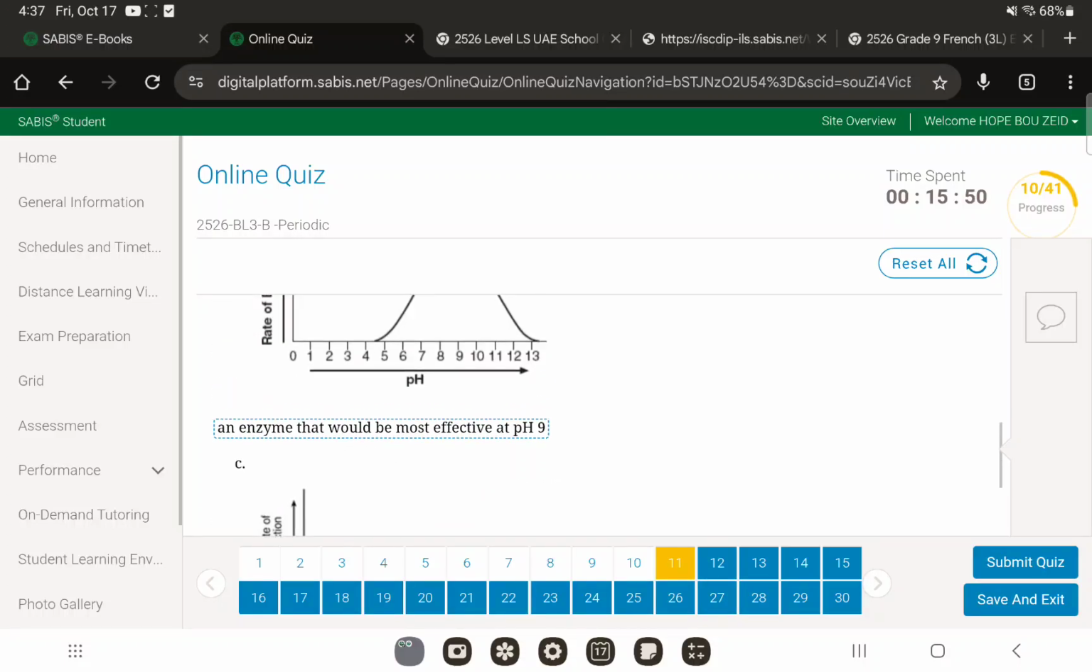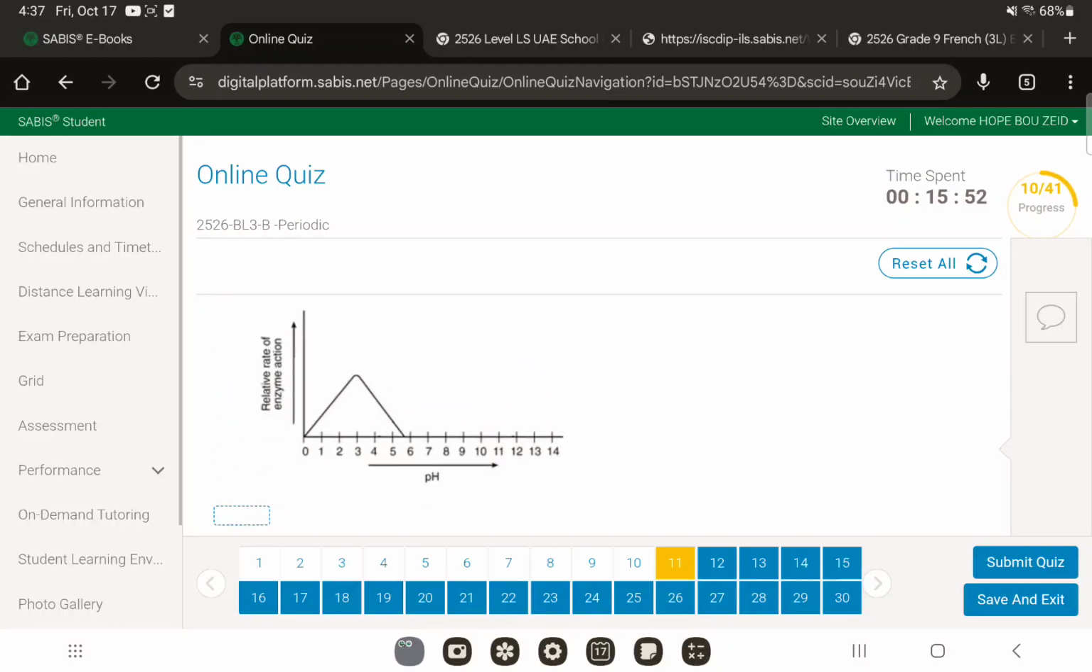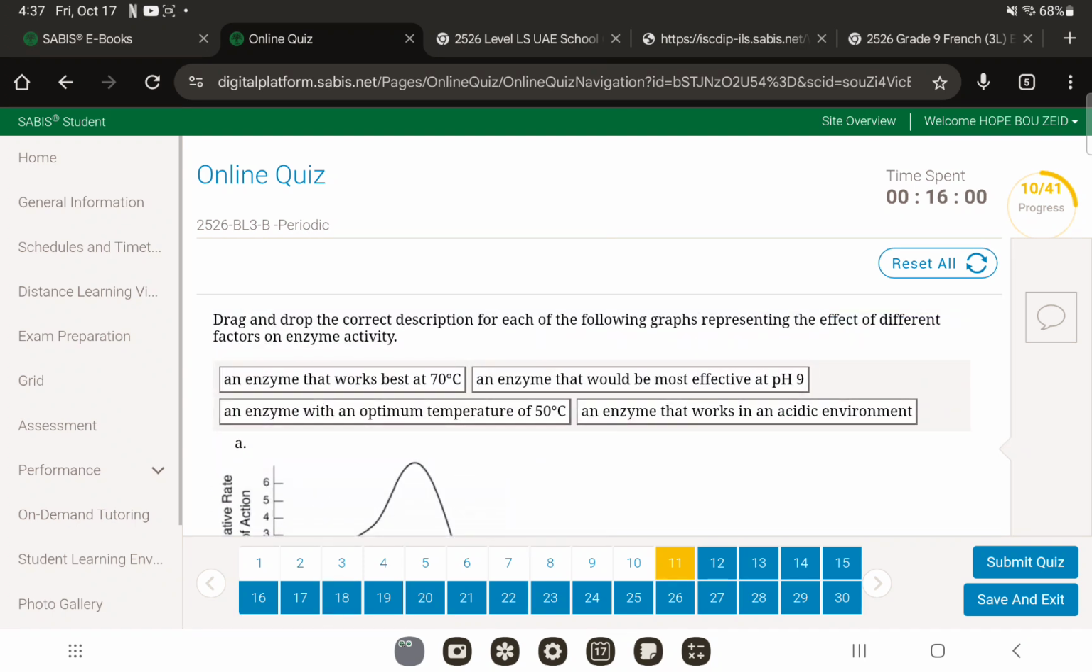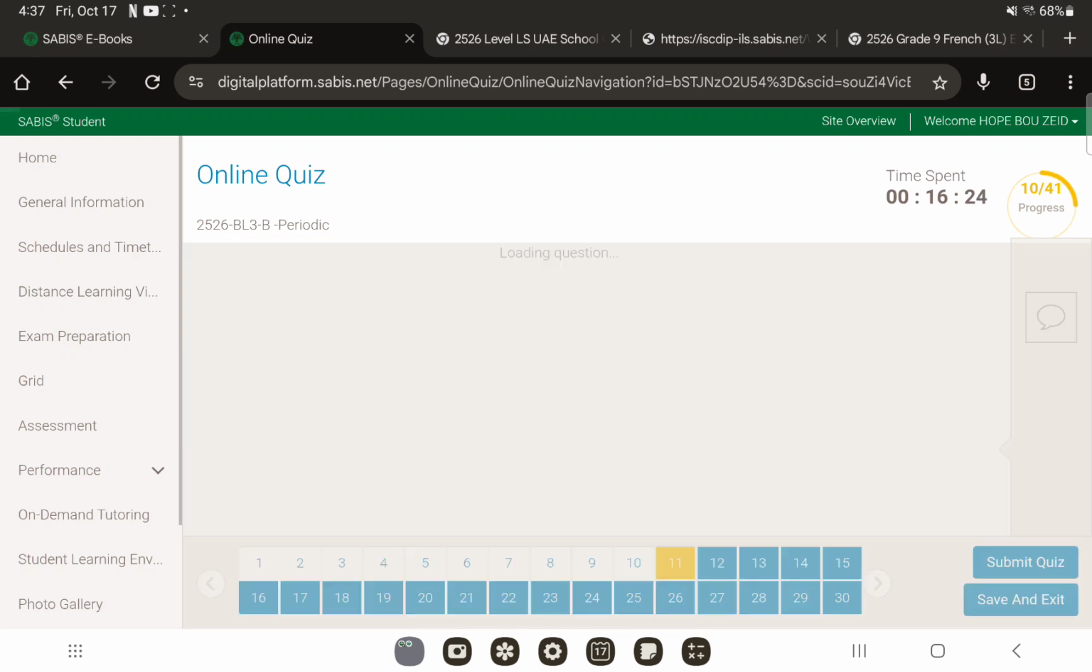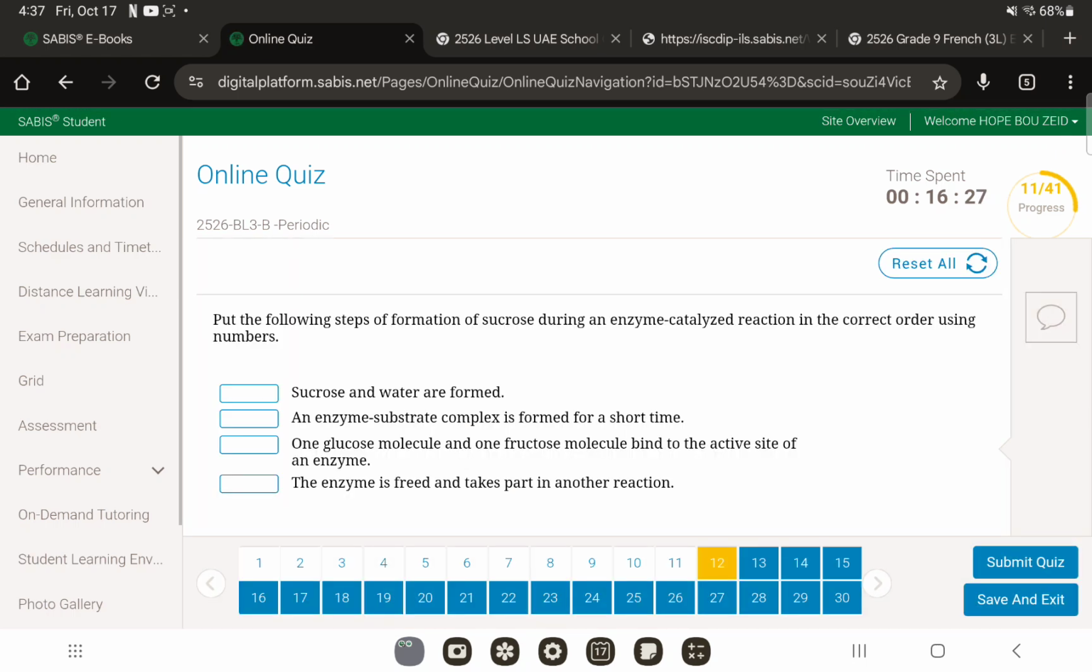Here, you just have to read the graph and pick the answer. Here, you can see that the pH is highest at 3. So you go here, and they didn't say pH 3, but they did say an enzyme that works in an acidic environment. And this generally works in an acidic environment because the environment that it works in is less than 7. So yeah. Next question.